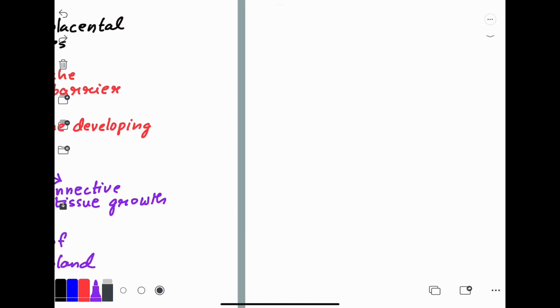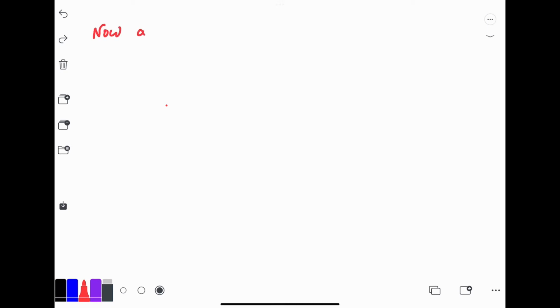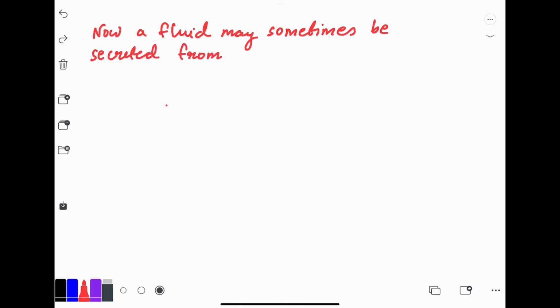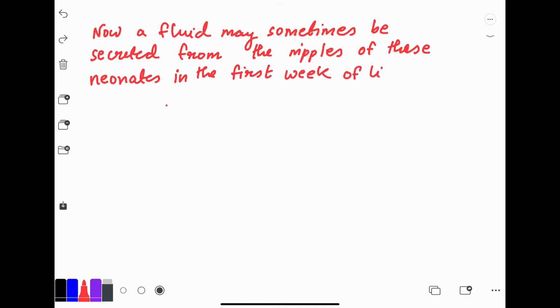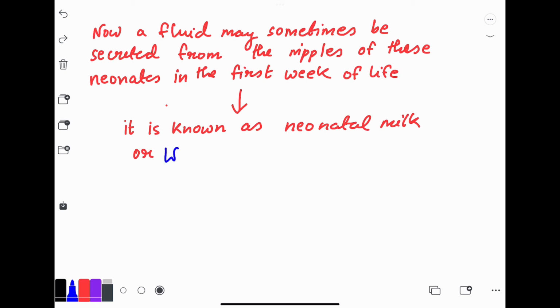And what happens is a fluid may sometimes be secreted from the nipples of these neonates, okay? As I said, this happens in the first week of life only. Most of the time, it happens in the first week of life. This fluid that is being secreted from the neonate's nipple is known as neonate's milk, or the special name given to it is witch's milk. Okay, why is it called witch's milk? Because it was believed in some folklores that this milk provides nourishment to the witches, and therefore it is known as witch's milk.